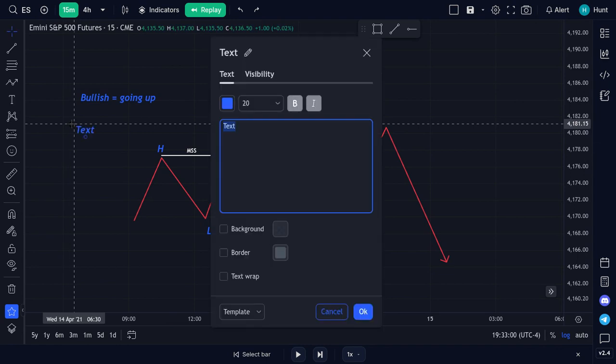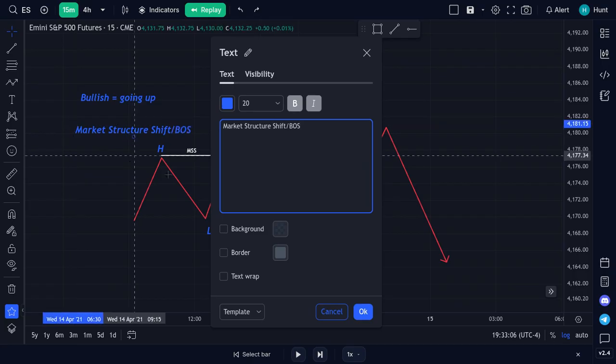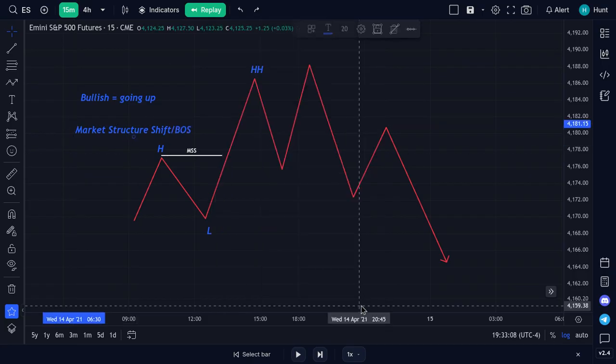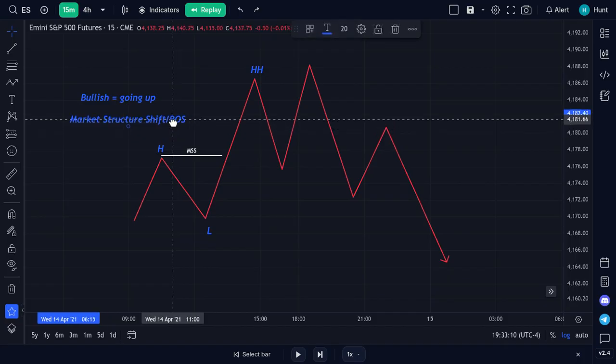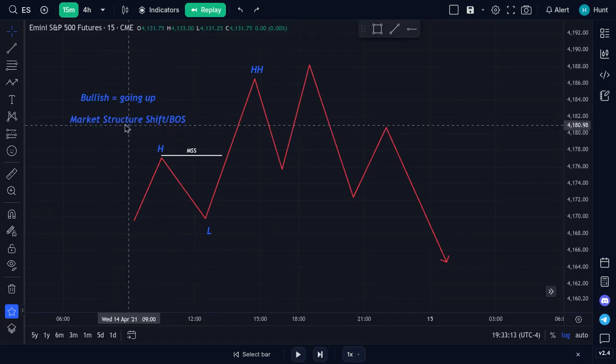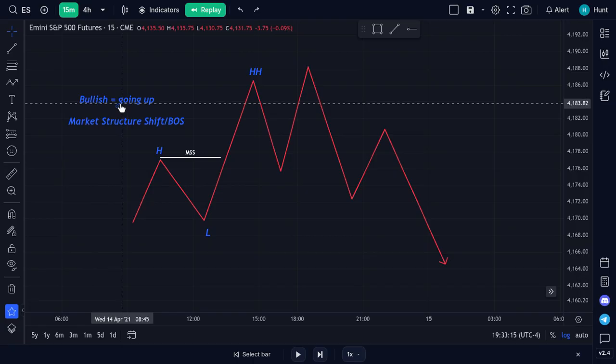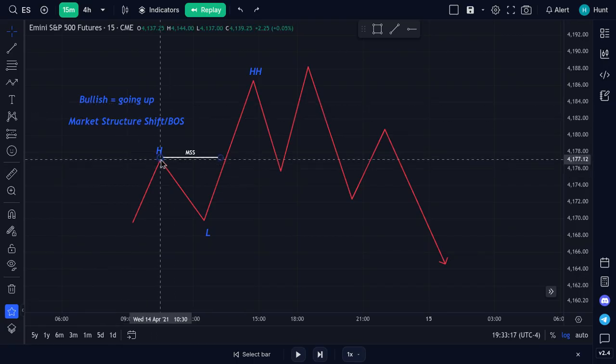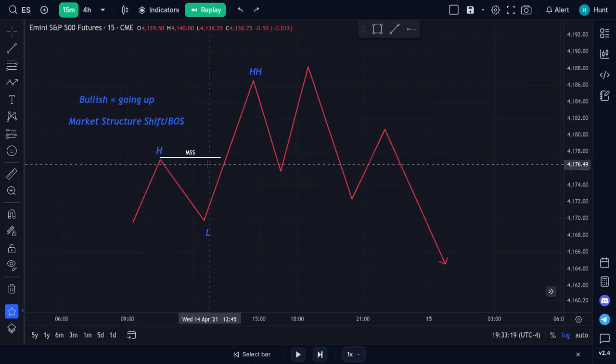Let me type it here. Market structure shift. You can also call it a break of structure, or BOS for short. Specifically, this is a bullish market structure shift. Remember, bullish means going up. Market structure shift is when a high or a low is broken.